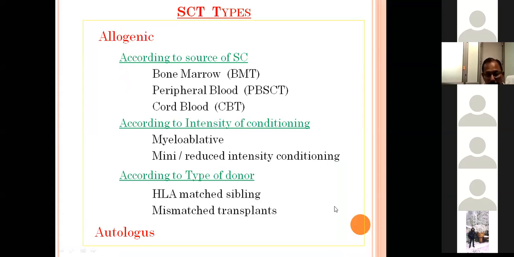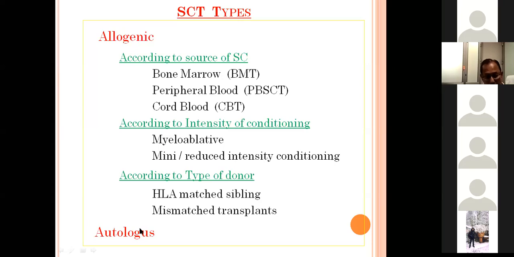Now, what are the types of stem cell transplant? Transplant can be allogenic or autologous. Allo means that the donor is different and the patient is different. And auto means the donor and patient are the same. That is the same patient, same donor. Which donor of the stem cell?